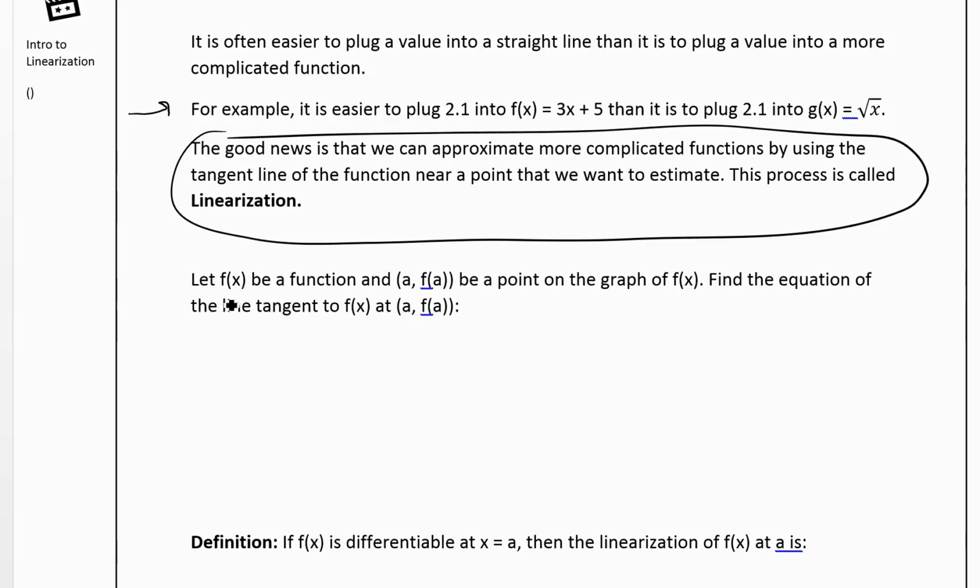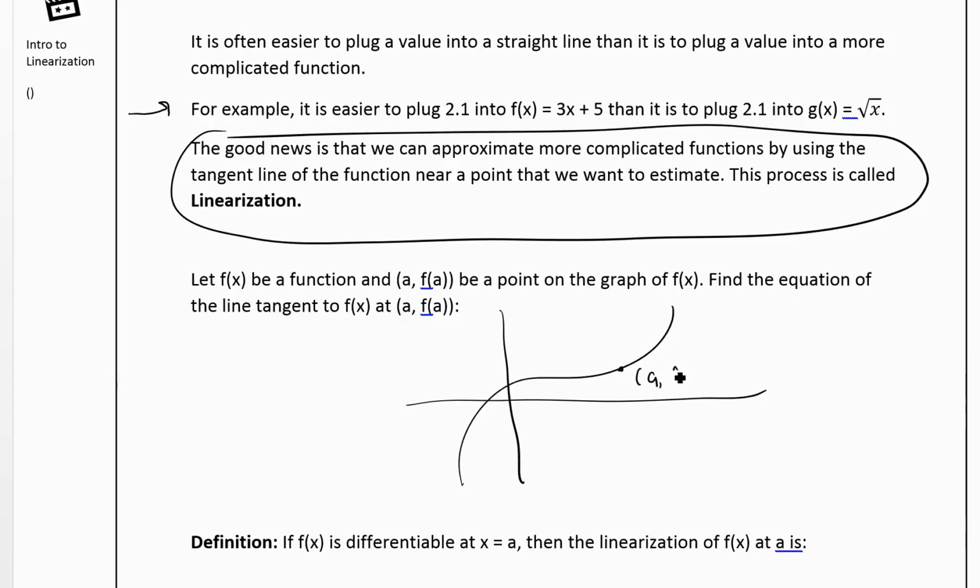So this says let f of x be a function, and a, f of a be a point on the graph. So we want to find the equation of the tangent line. This is something you've actually known how to do since Unit 3. If this is our function, and this is a, f of a, then if this is our tangent line, the slope of that is f prime of a. So for the tangent line, we'd use this slope and this point, so it'd be y minus f of a equals f prime of a times x minus a, using point slope form.